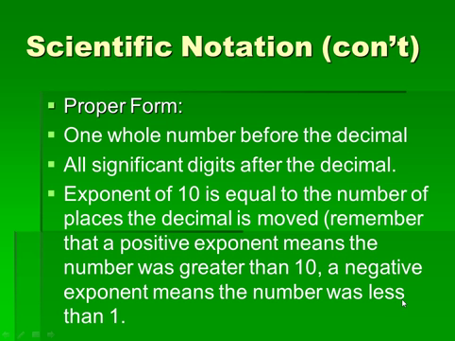So, what is the proper form for scientific notation? Well, first, you have one whole number in the front before the decimal. Then all the rest of the non-zero digits are placed after the decimal. They're called significant digits. We're going to learn more about those later, but I want you to start getting used to that. All right, the exponent of the 10 is equal to the number of places the decimal is moved. Remember that a positive exponent means the number is greater than 10, and a negative exponent means the number is less than 1. It's a small decimal type number. All right, so let's look at a couple of examples.